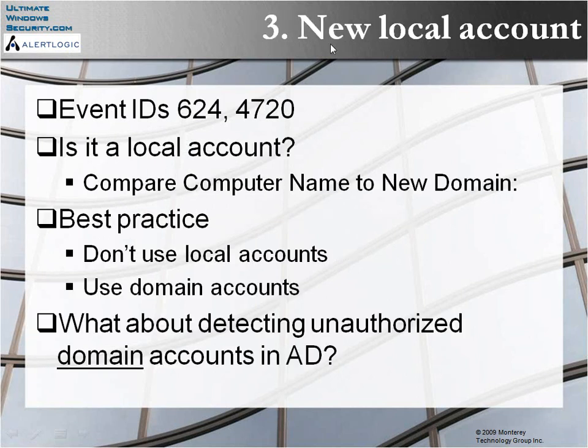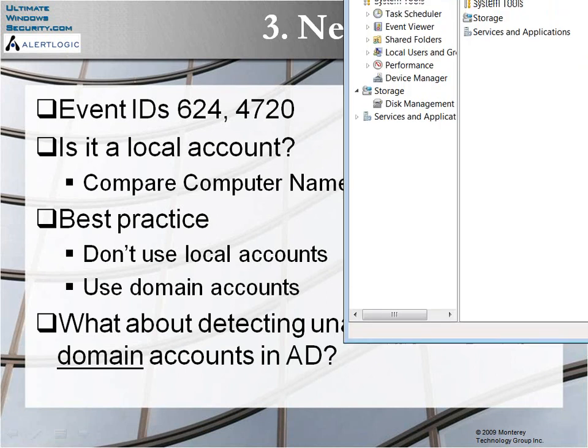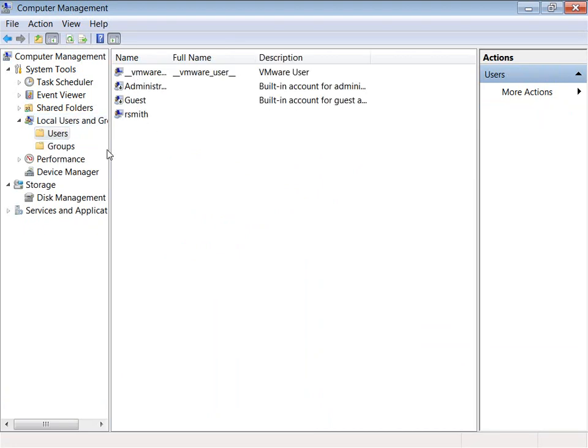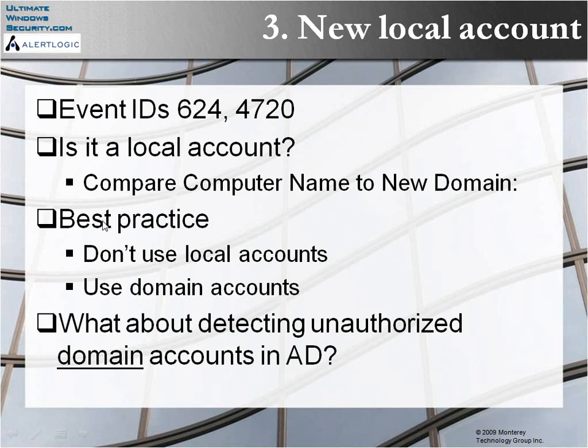Now, the number 3 indicator that a system has been compromised is a new account being created for that bad guy. That is a backdoor account. First of all, let's talk about member servers. In that case, we're talking about local accounts on the member server. That means that essentially somebody came in, as it were, to Computer Management or through the necessary APIs and created a user account here under local users and groups. We're not talking about Active Directory domain accounts. So how do we detect when a new account is created there? Well, we look for event ID 624 or 472.